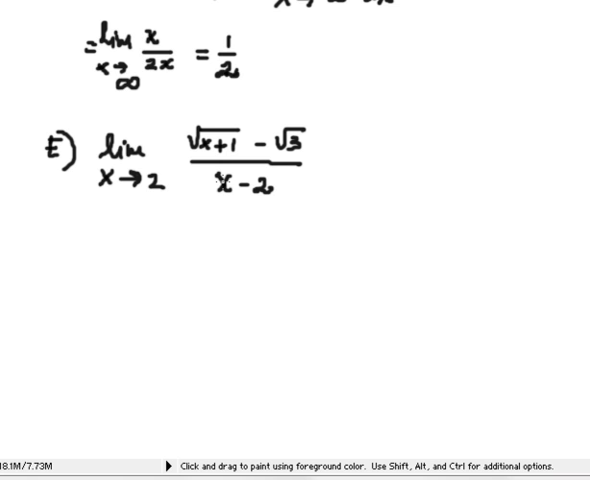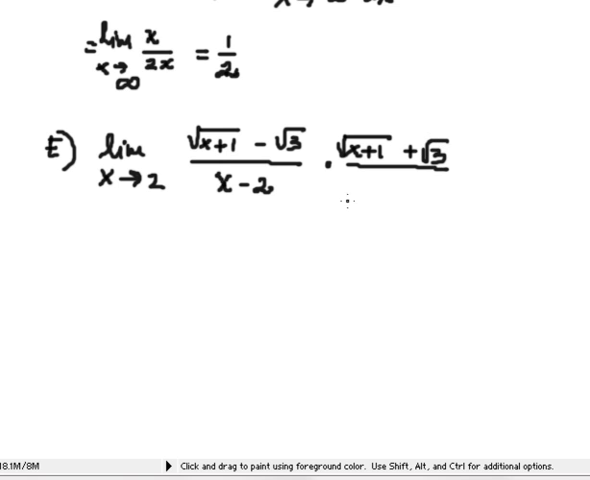Okay, so it's not obvious how to find a factor of x minus 2 in the numerator, but what we generally do in cases like this, where we have a difference involving square roots in the numerator or denominator, is we multiply top and bottom by the conjugate. That's a standard trick. The conjugate would be these two terms with the opposite sign in between. So in this case we'll have these two terms with a plus in between. That would be the conjugate of this numerator, so that would be square root of x plus 1 plus the square root of 3.